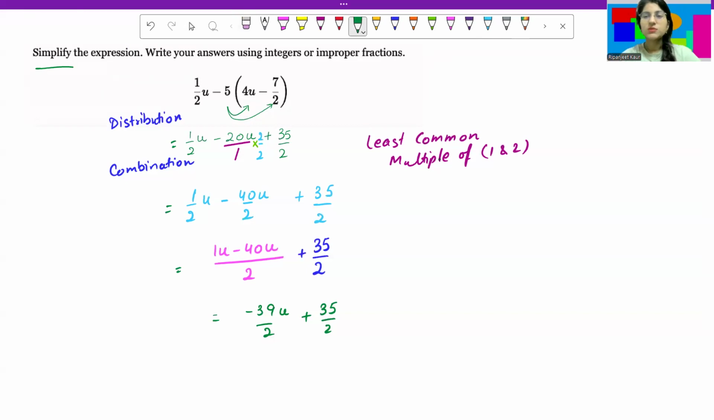So how is this different from the previous simplifications? Number one, we are doing the distribution. Now the thing that is going to come is fractions. For fractions, number one is making the denominator the same, and after that solving it, and after that simplifying it as much as possible and keeping the answer in whatever format the question is asking for. That will be our answer.